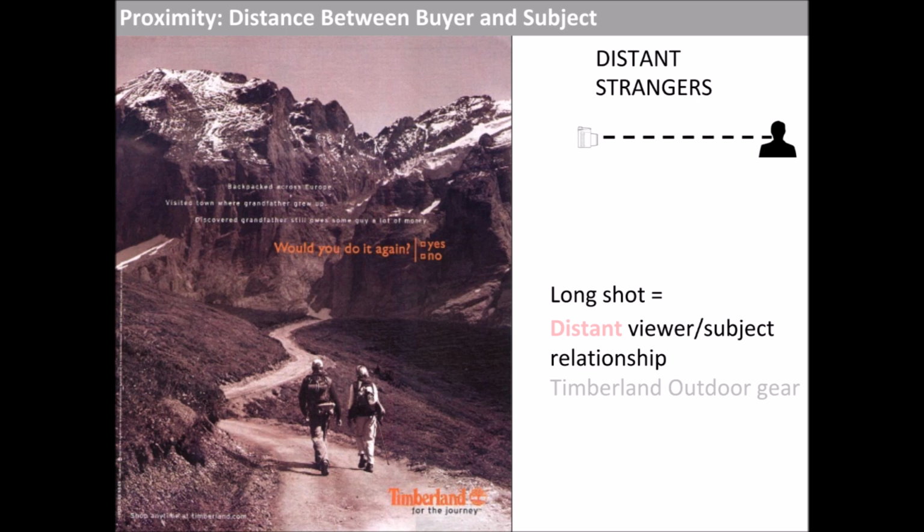Finally, this ad for Timberland outdoor gear intentionally uses a long-distance view of the subjects, a couple about to explore distant mountaintop trails. The distance between the buyer and these subjects suggests that they are strangers rather than friends. There is an invisible barrier between the viewer, the buyer, and the subjects. The subjects, these hikers in their shoes, are here for the viewer to contemplate only, out of reach, as if on display in a shop window.